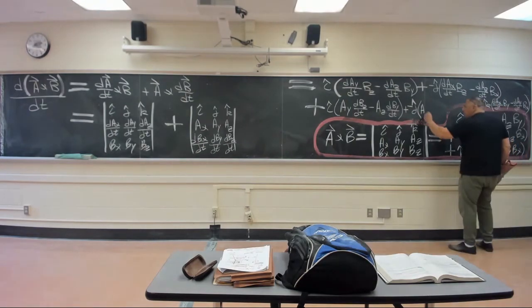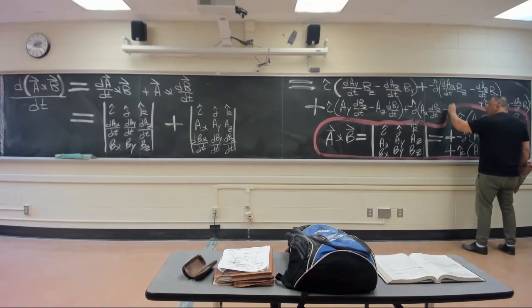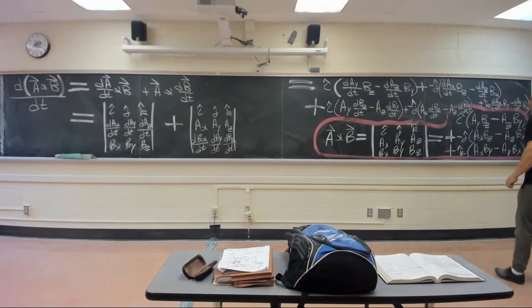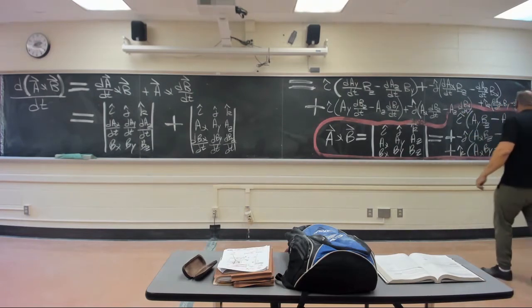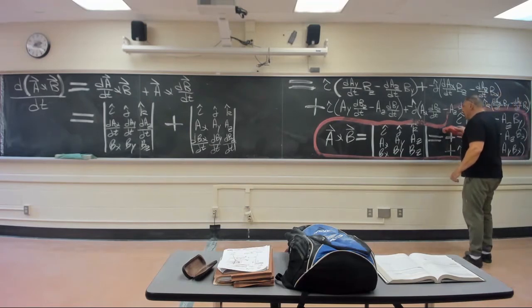So what do we have? Az dBx dt. True. And of course, I ran out of room. Let me see if I can find a little bit of room here.